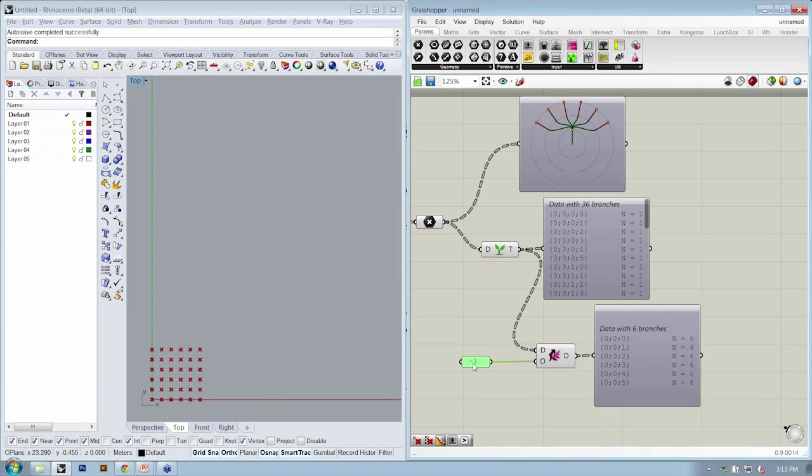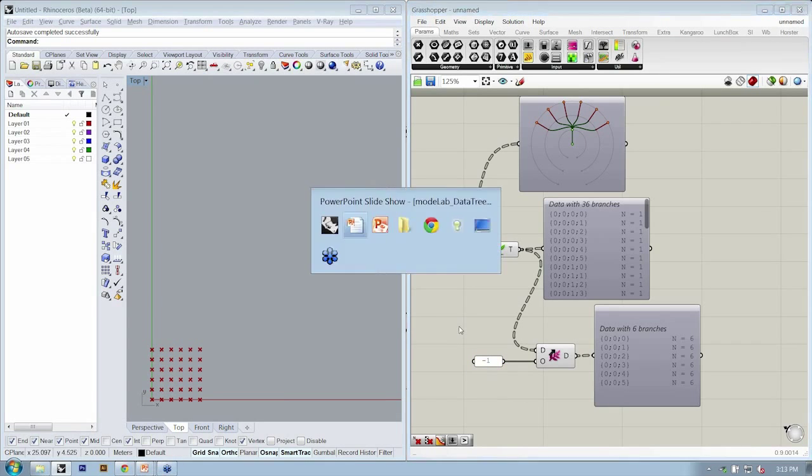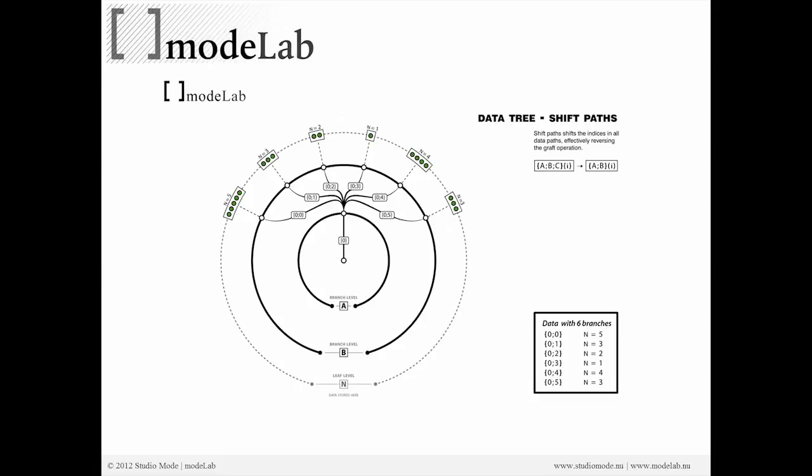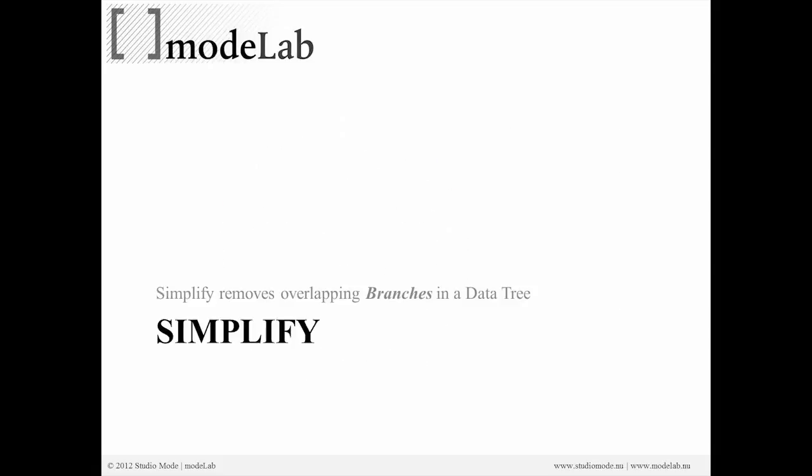All right. There's two more basic manipulations that we're going to cover. The first one was shift, right? That gets us back to two levels plus the leaf level. The next one is simplify. And simplify is a really convenient way to remove all those zeros, the zeros that don't seem to have any kind of relationship to anything that's going on in the file. If your data paths have multiple zeros, or they have a consistent zero across all of them, simplify is a way to remove all of the overlapping branches in that data tree.